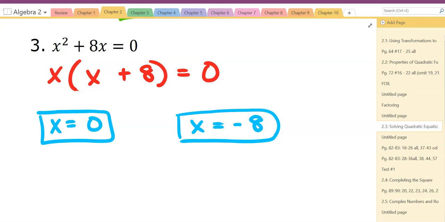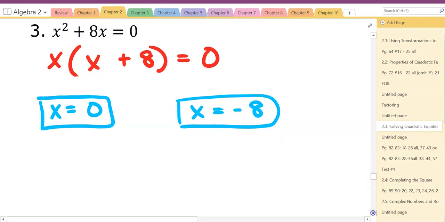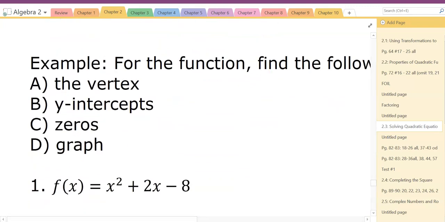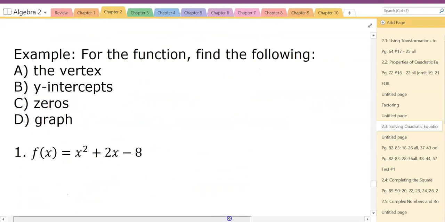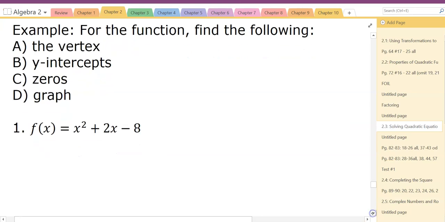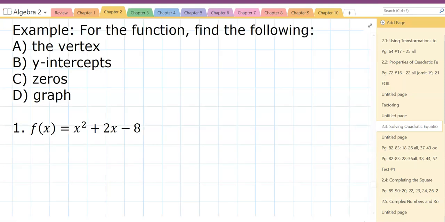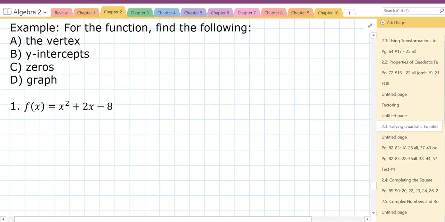All right, we're going to finish up here with one last example of graphing. For this function, they want us to find the following things: the vertex, the y-intercepts, the zeros, and the graph. For part A, to find the vertex, remember you want to do negative b over 2a like we were doing yesterday.